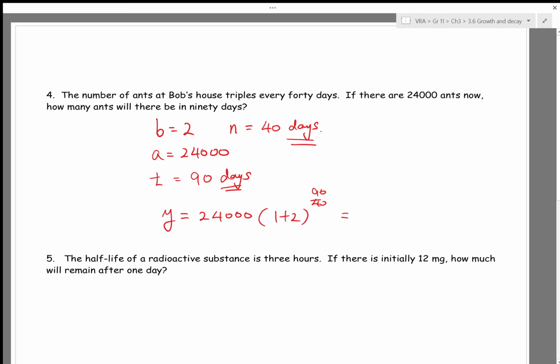Now this then gives me 24000, and then that to the power of 90 over 40, that gives me 284,272. Well, that's actually 284,271.986-ish, but I will round it to the whole number because you have .986. You round it, it becomes the whole number anyway. So then therefore there are 284,272 ants after 90 days.